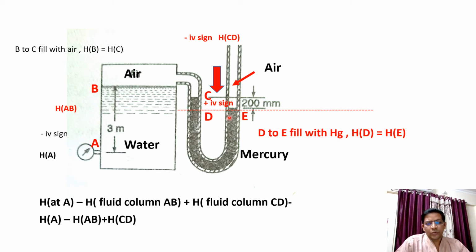From point D to E, the U-tube manometer is filled with mercury. Therefore, the pressure head at point D equals the pressure head at point E. E represents the last point in the system. Therefore, the last point on the right hand side is the pressure head at point E.